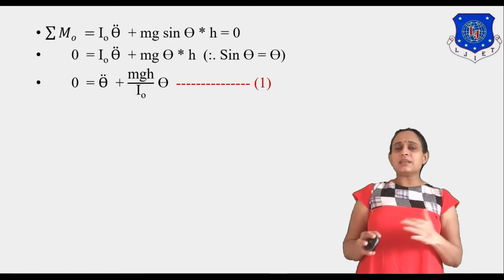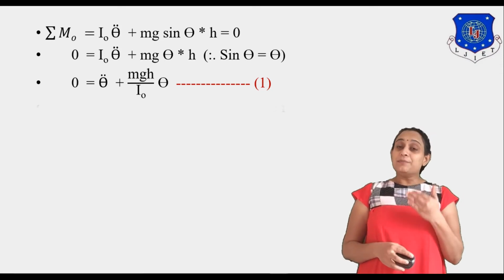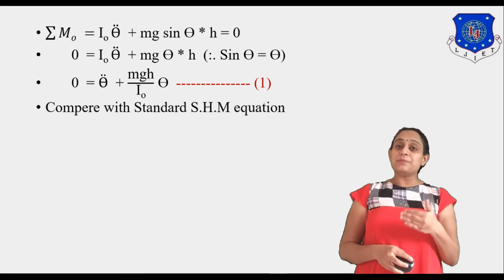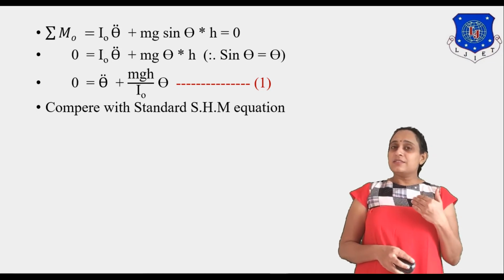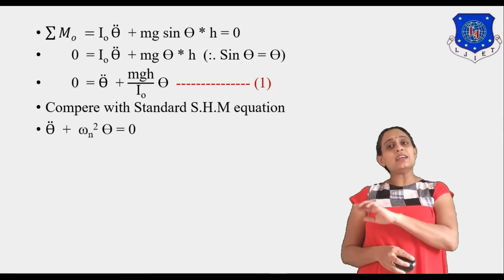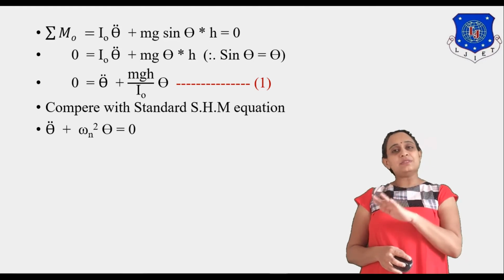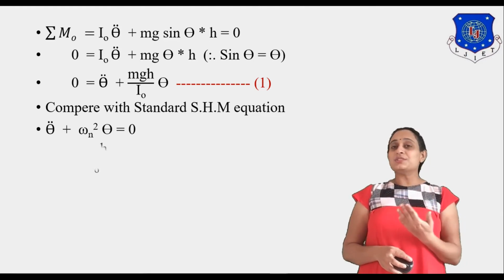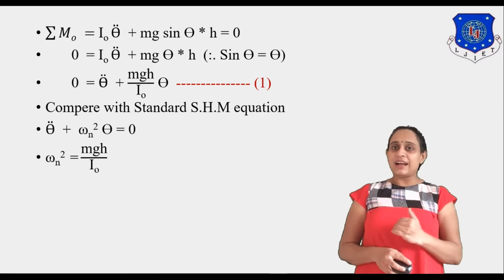Now let us compare this equation with simple harmonic motion. The equation for simple harmonic motion is theta double dot plus omega n square theta is equal to 0. So what is the omega n square value? It is mgh upon I0. So omega n is the square root of mgh upon I0.